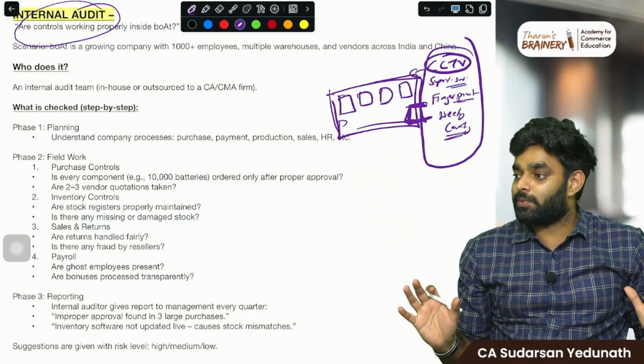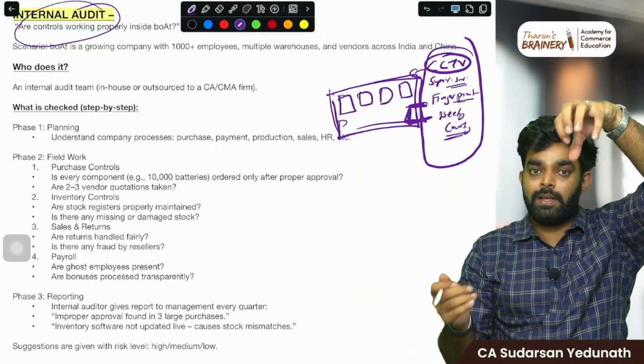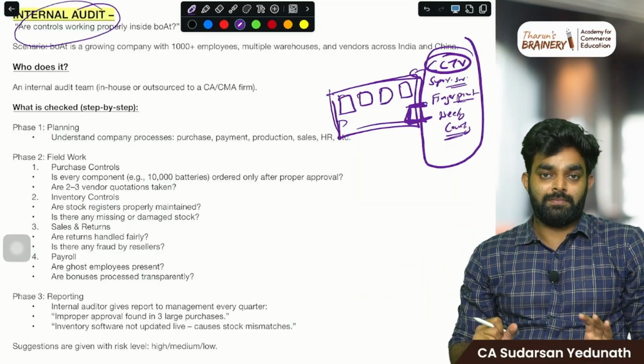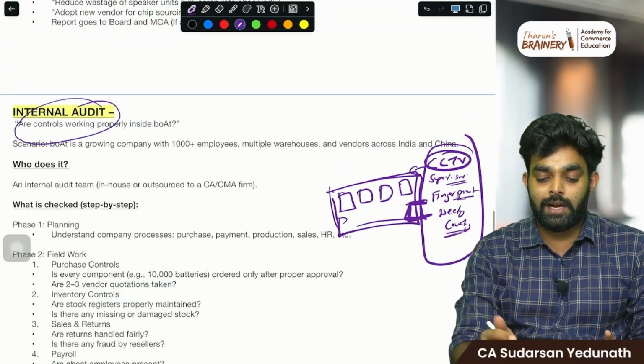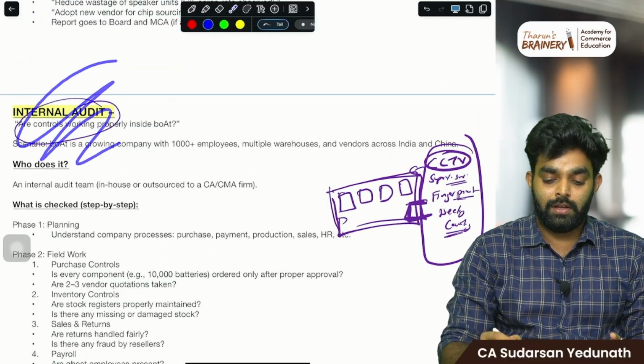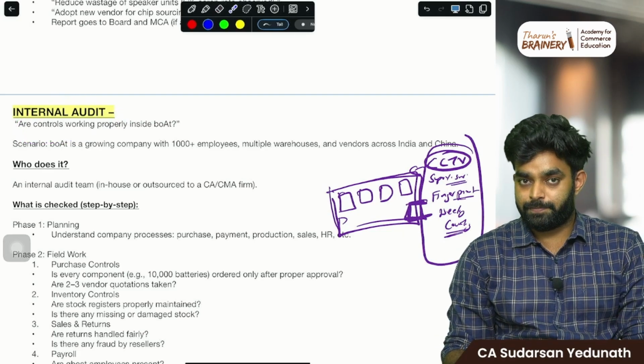Because if every control is working properly, the organization is running smoothly. Controls are something to look after something. If every control is working properly, the organization is running smoothly. So it is the internal auditor's duty to look after whether all the controls are working properly.